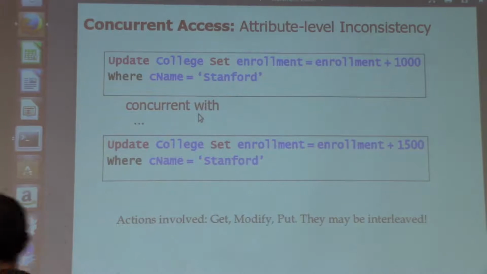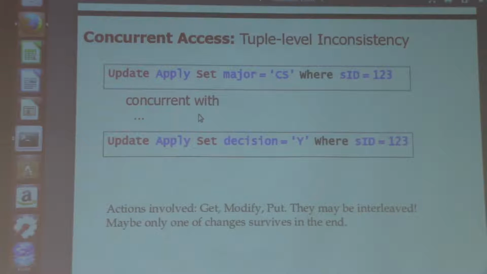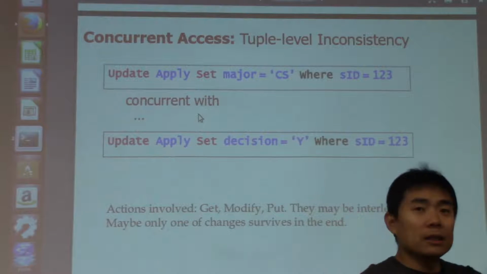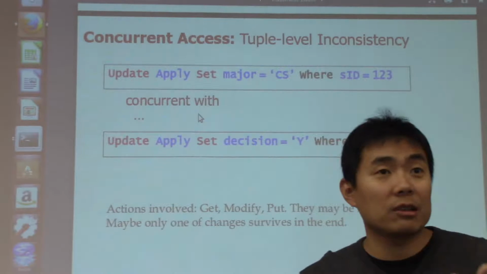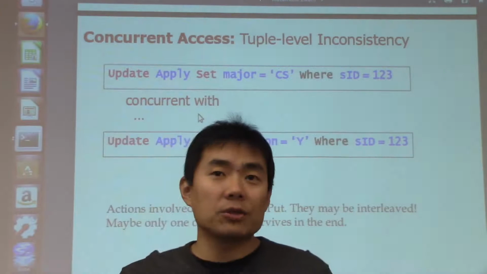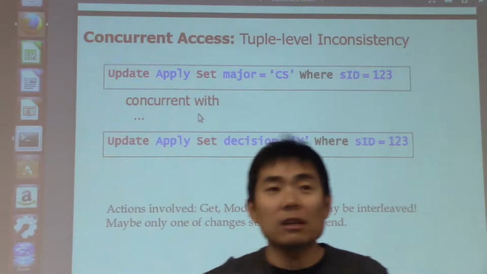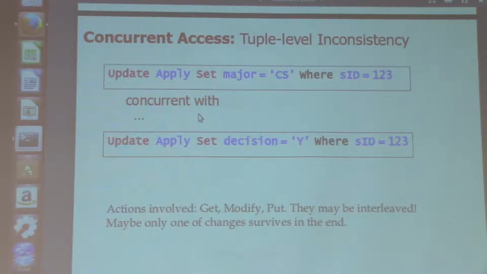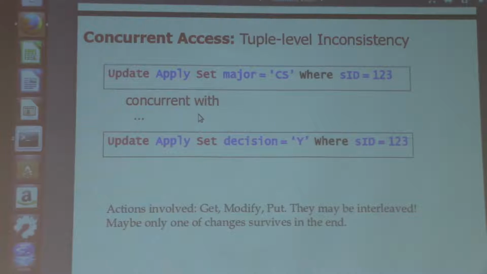Okay. And this is what I call attribute level inconsistency. And you can also have tuple level inconsistency, right? Suppose I'm updating this application to our department, to the CS department, and the student ID is 123. And I change his or her major to CS, while another person comes into the database and changes his or her admission decision to yes. And this is what I call tuple level inconsistency.